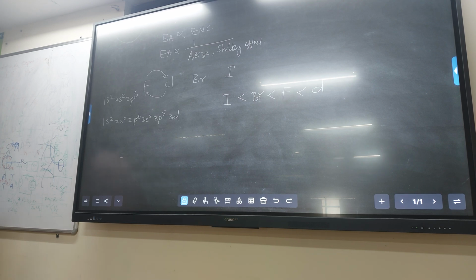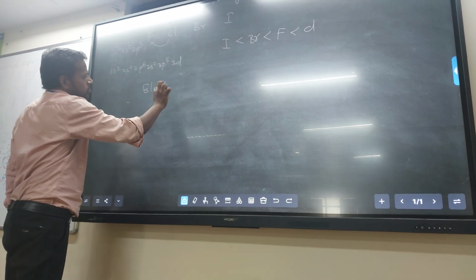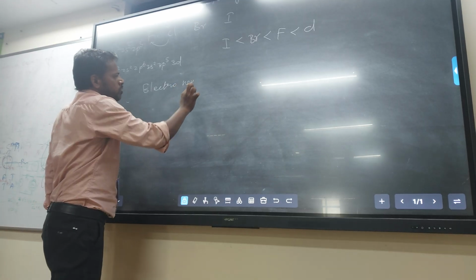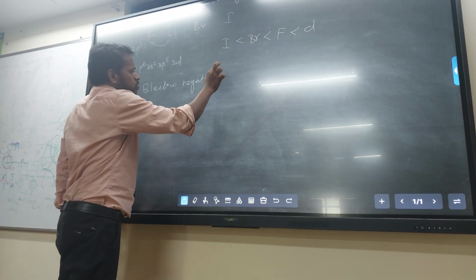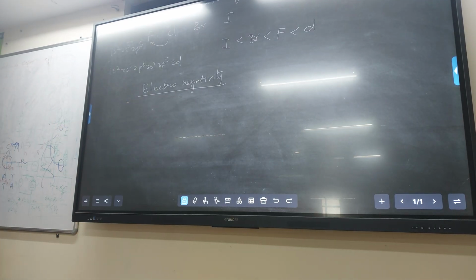But when we discuss electron affinity, students, listen. Electron affinity means the energy released from the system when one electron is added to an isolated gaseous atom. So delta H is negative, always an exothermic reaction. For successive additions, it fails.